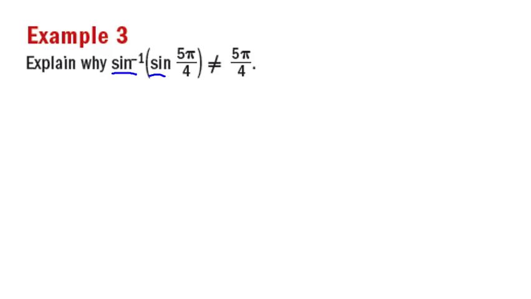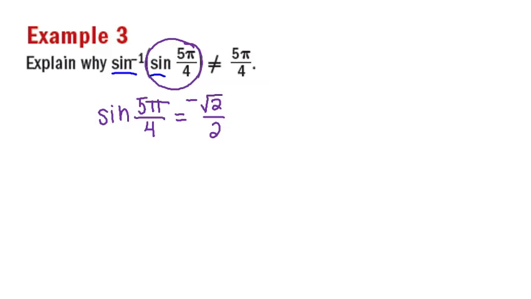Remember, when you're working through compositions of functions, you always start with the inside. So we're going to start by evaluating sine of 5 pi over 4. Well, that's in the third quadrant, so sine is going to be negative. And since it's a pi over 4, that tells me it's root 2 over 2, and third quadrant negative. So my sine of 5 pi over 4 is negative root 2 over 2. I'm going to draw a circle real fast so that we can use it as a reference point.